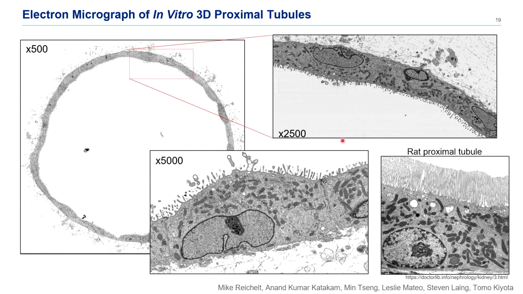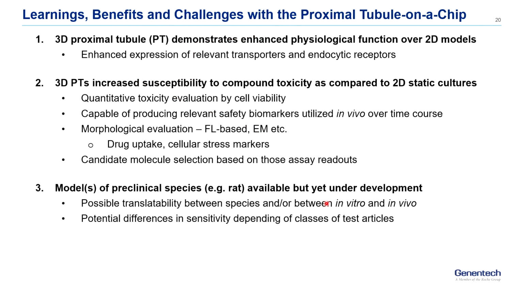Then we see the border of the cells as well. We haven't stained with ZO1, but actually I believe Naoki did the ZO1 staining, so it is clear that we have the tight junction as well. So this model can capture the compound-induced toxicity pretty nicely when compared to the 2D system, due to probably enhanced transporters and other endocytic receptors as well.